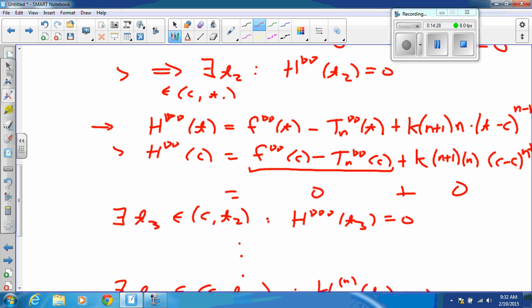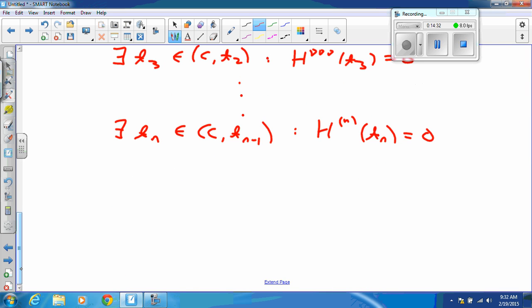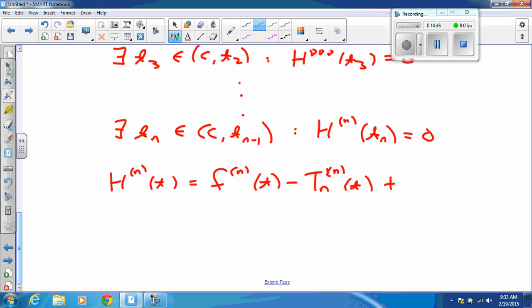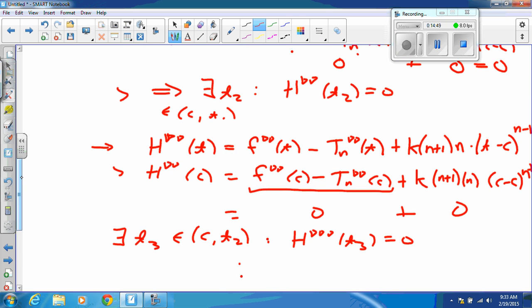The nth derivative of h should be the nth derivative of f minus the nth derivative of T. And that was the easy part. Now, let's carefully match the pattern for the last term, x minus c to the, we're going to have t minus c to the what power, though?